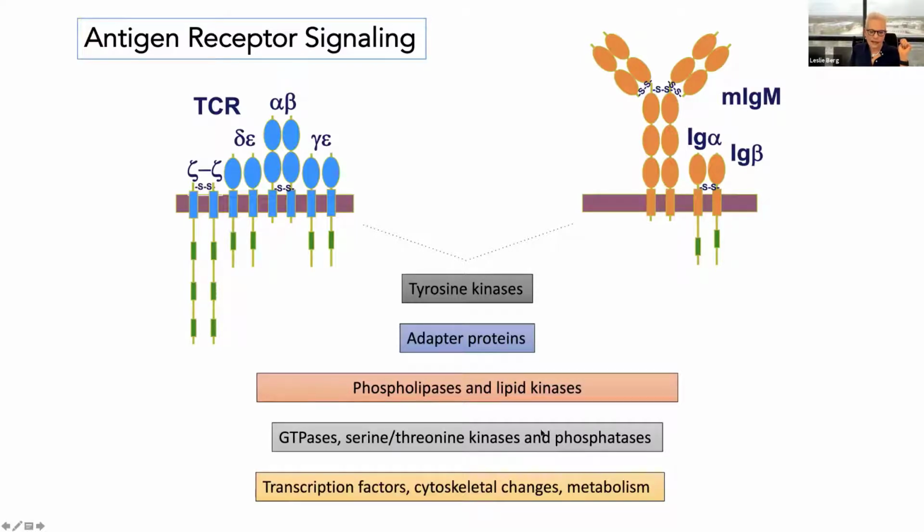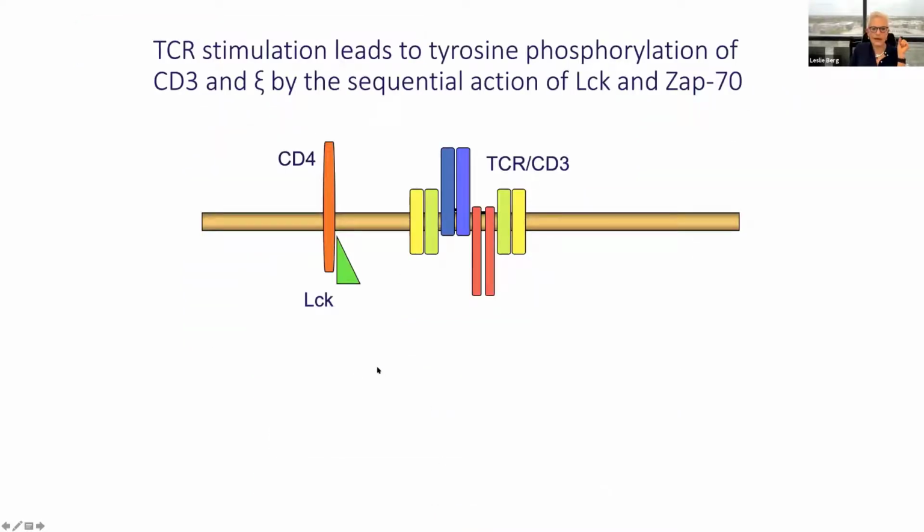And then as a result of these effector functions, you activate transcription factors to turn on new gene expression in the activated T or B cell. You induce a bunch of cytoskeletal changes, and you dramatically change the metabolism of the cell. And those are just a few of the changes that occur as a result of these antigen receptor signaling pathways. So here we have the T cell receptor with its associated first kinase that's activated.